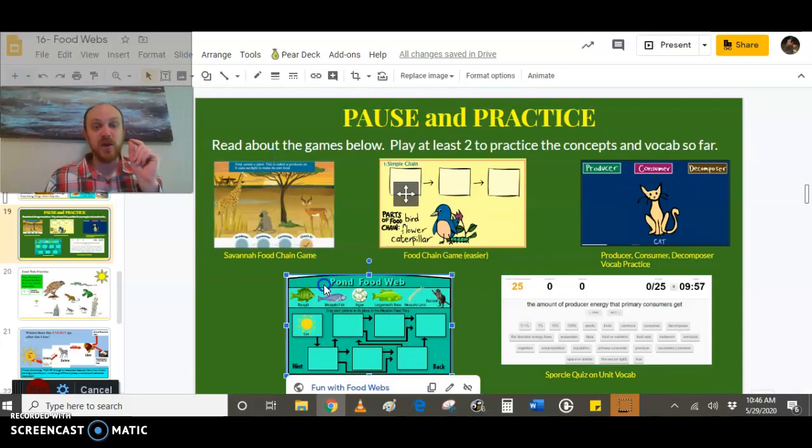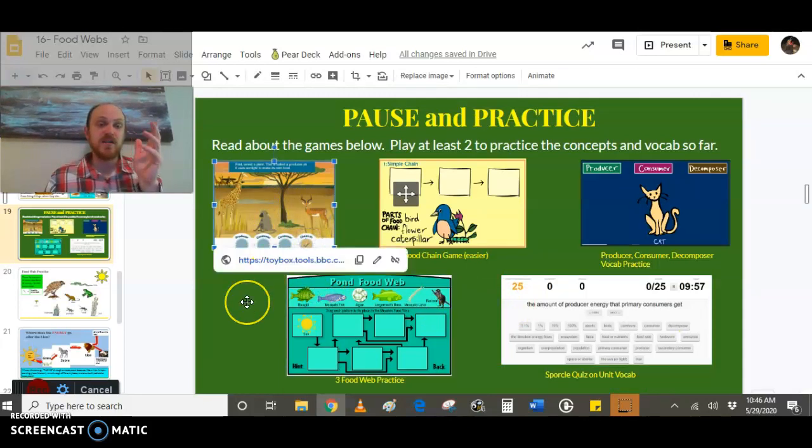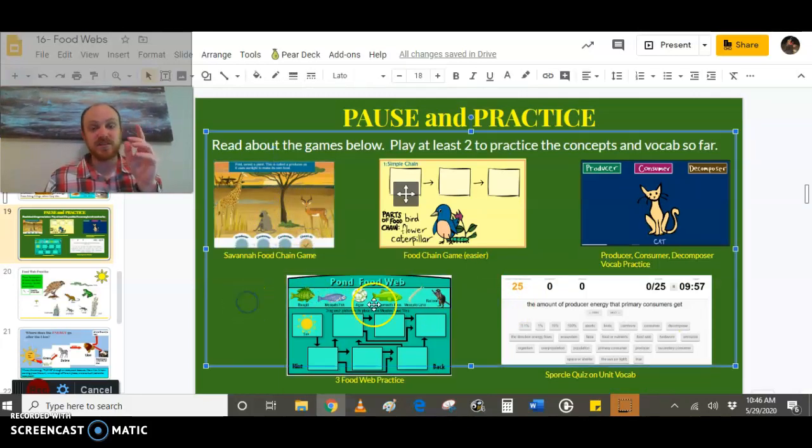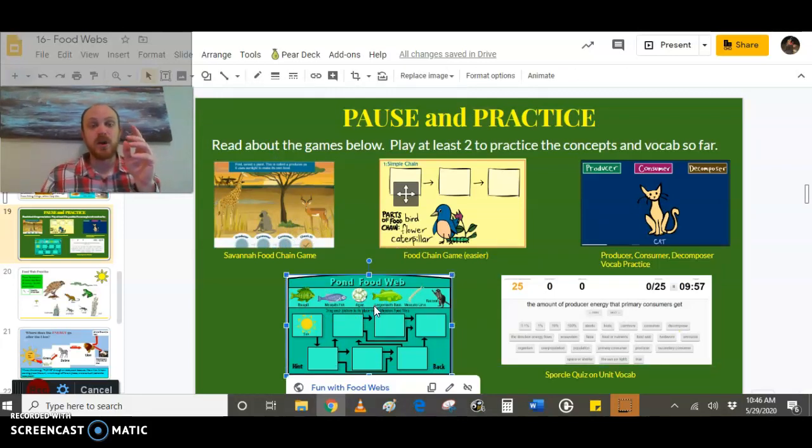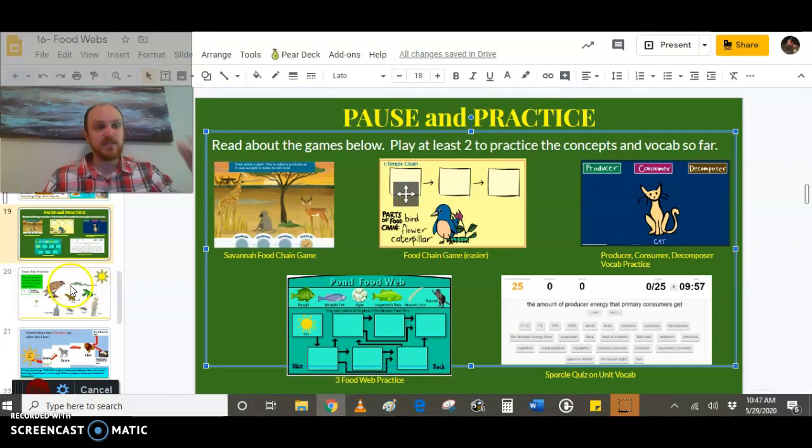These 2 are like drag. This one's kind of cool graphics, and you get to practice a little bit. This one is a little bit more complicated. Food webs. Pick a couple, practice them.